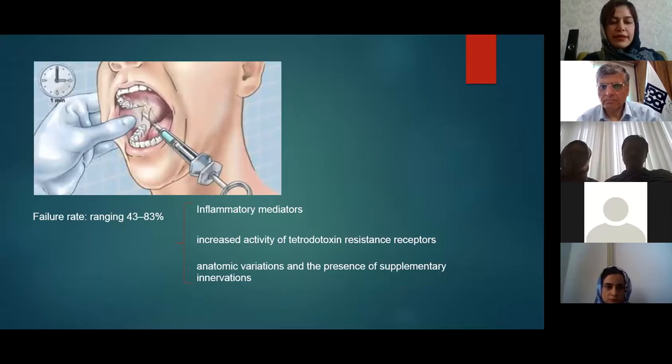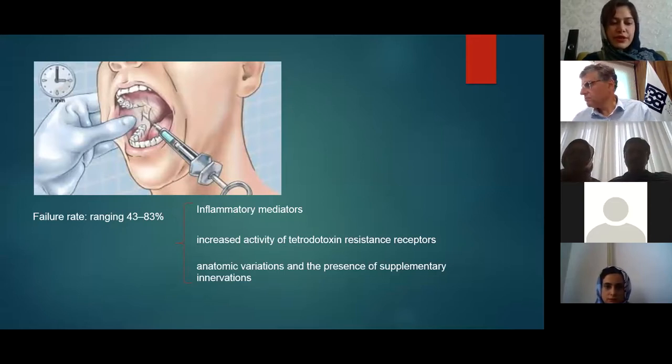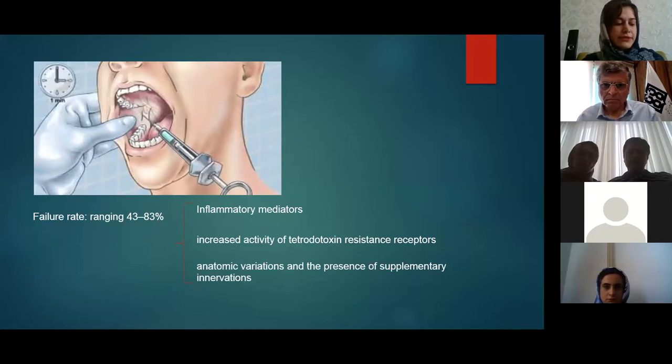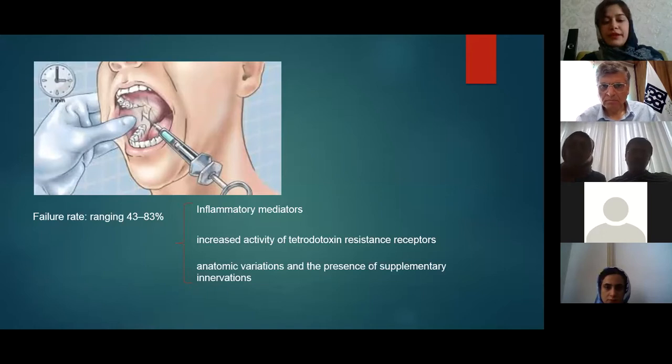The failure ranges from 43 to 83%. This is mainly because of inflammatory mediators activated by peripheral nociceptors and increased activity of TTX-resistant receptors. Another reason is anatomic variations and the presence of supplementary innervations.